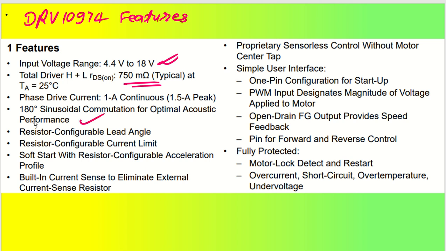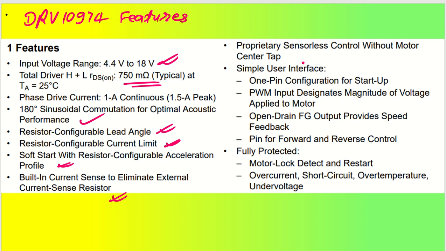Now we have 180-degree sinusoidal commutation for optimal acoustic performance, and the best part is, as I have already explained, for lead angle you have a resistor to configure lead angles. In the same way, a resistor configurable current limit is also there, and a resistor configurable acceleration profile is there. This is used for soft start applications. It has built-in current sense to eliminate external current sense resistors, so you don't have to put external current sense resistors to measure how much current is there in the motor driver.